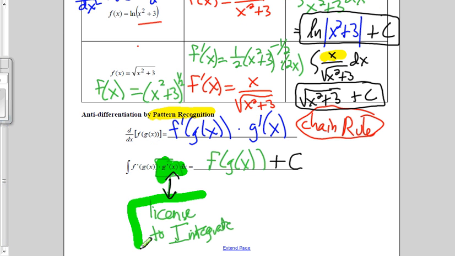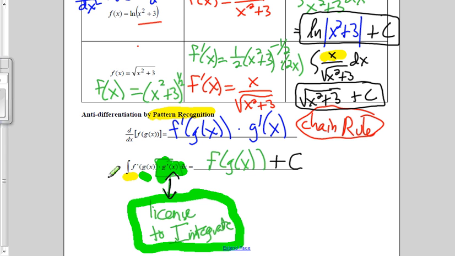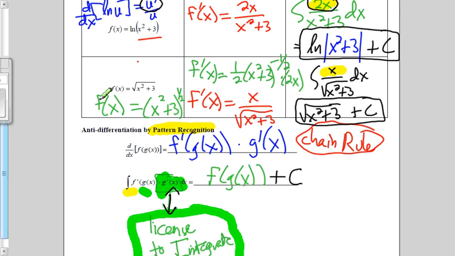Okay, I can't go backwards until I find, first of all, what's my inside function. And when I know my inside function, then I've got to make sure that the derivative is there. And then I've got to identify my outside function. But identifying the inside function, let's go back and look. Inside function was x squared plus 3. Okay, that's there. Its derivative is 2x.